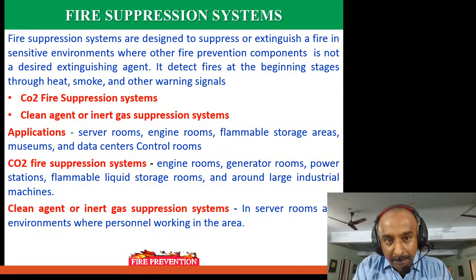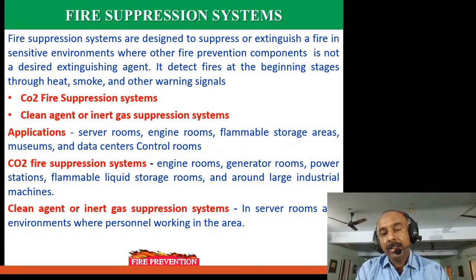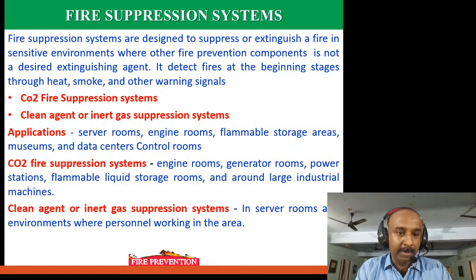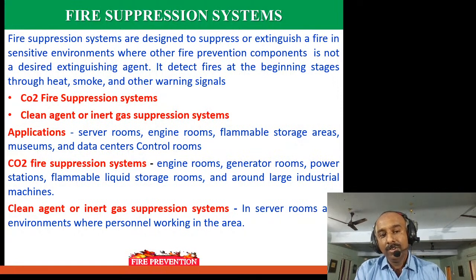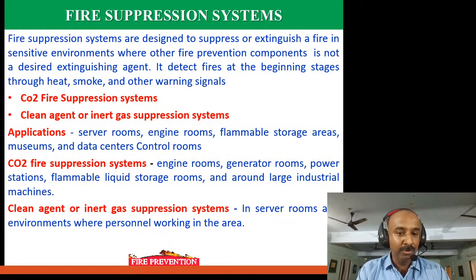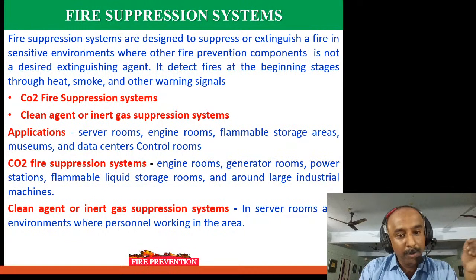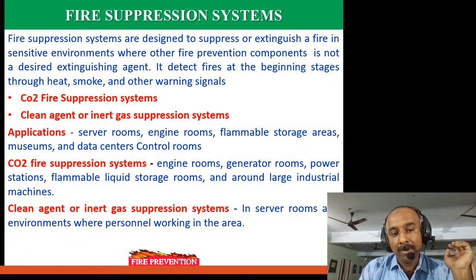There are so many fire suppression systems. I would like to present only two suppression systems: the CO2 fire suppression system, and the clean agent or inert gas suppression system. The applications are server room, engine room, flammable storage area, museum and data center control room. In such places, it is not possible to use sprinklers or any other fire protection system. So this is the most suitable system.